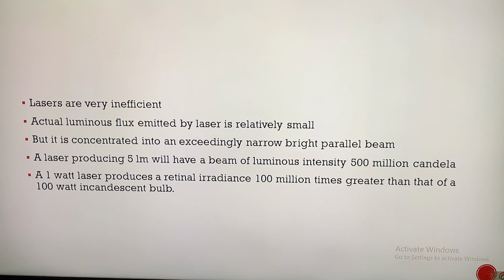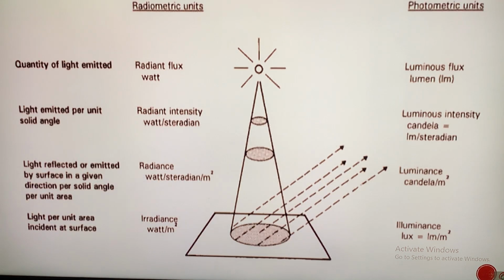Actually, lasers are very inefficient. The actual luminous flux emitted by laser is relatively small, but it is concentrated into an exceedingly narrow and parallel bright beam, which increases the luminous intensity of the laser. So, what is luminous flux? Luminous flux is the quantity of light emitted, and luminous intensity is the light emitted per unit solid angle.